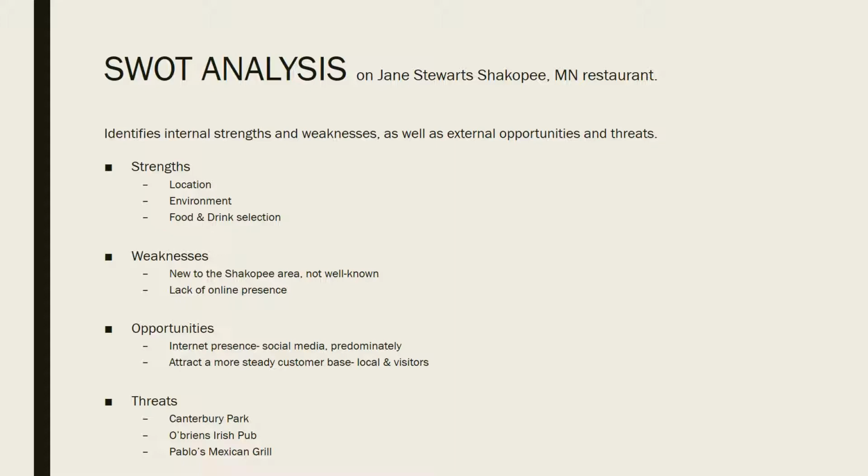And then threats obviously include local restaurants, like O'Brien's, Pablo's, and on the flip side, Canterbury Park. So this can be both a pro and a con, taking advantage of the people that are coming in and out of the area, but at the same time, this can take away from your business as well. So it's important to balance out what you have to offer compared to what Canterbury has to offer, and really put yourself out there.